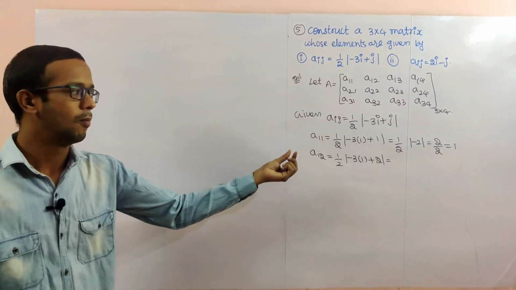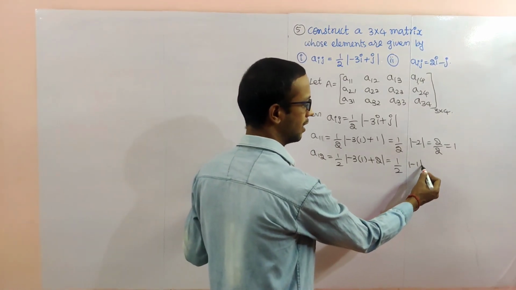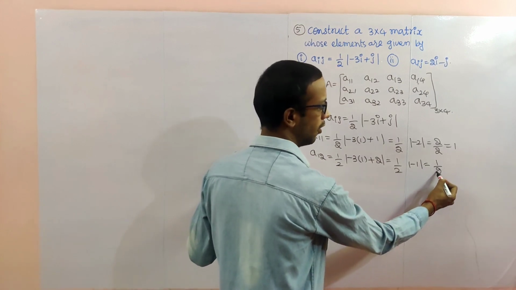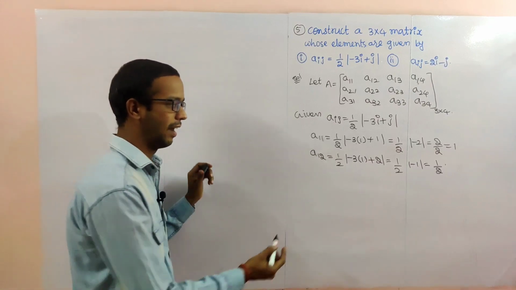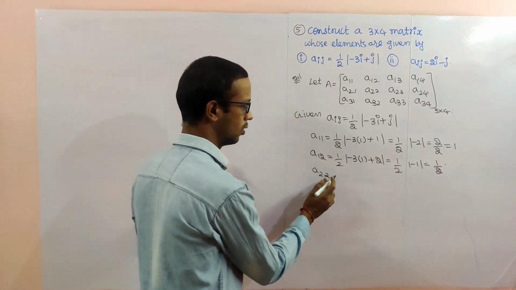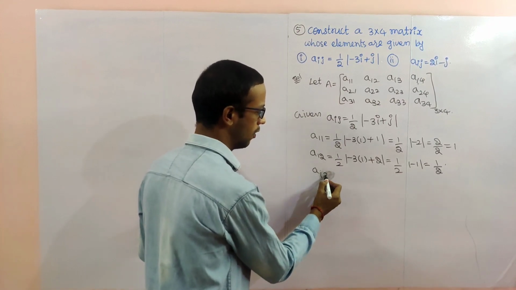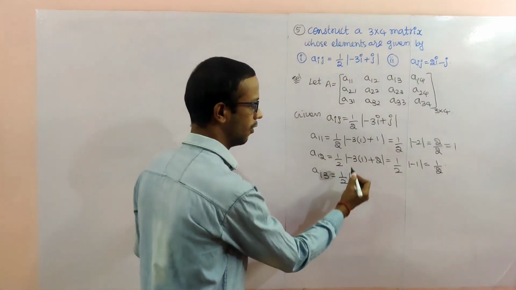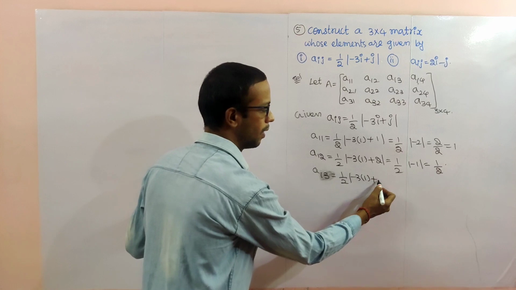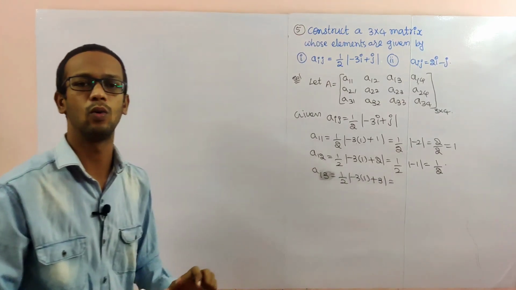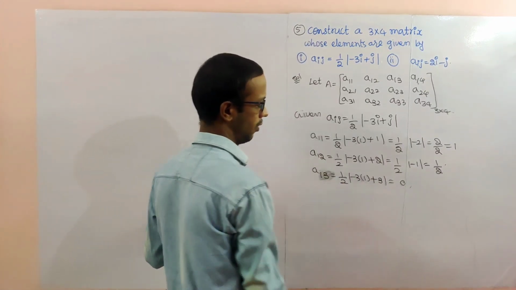Next, in a similar way, A12: 1 by 2 mod minus 3 into 1 plus 2. So minus 3 plus 2 is minus 1. Mod minus 1 is 1 by 2. Next, A13 also we have to find. A13: 1 by 2 mod minus 3 into 1 plus 3. So total it will be 0. 0 into 1 by 2 is 0.